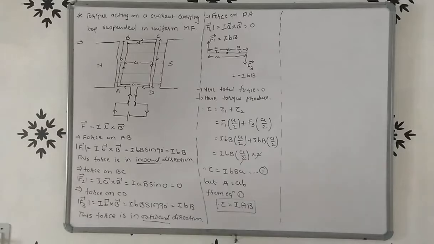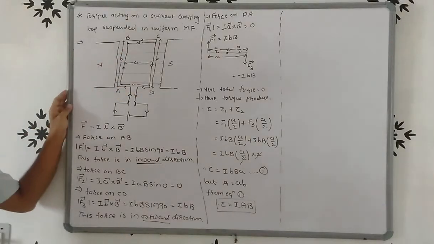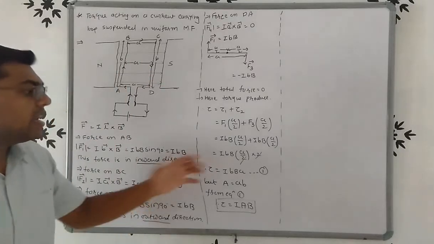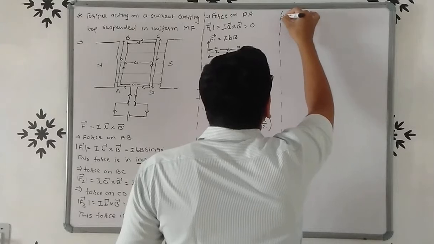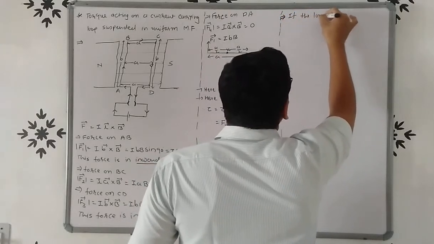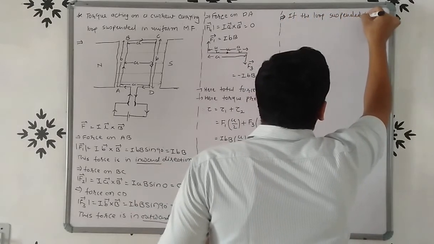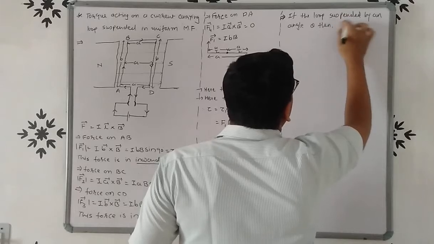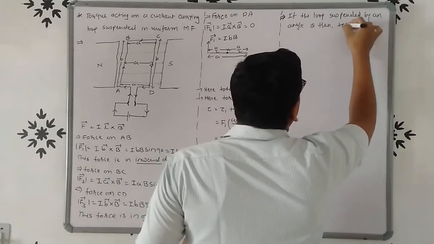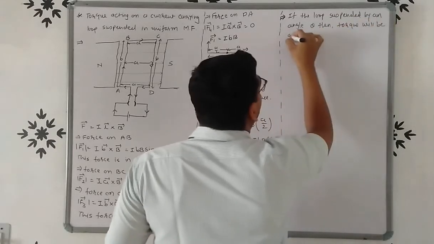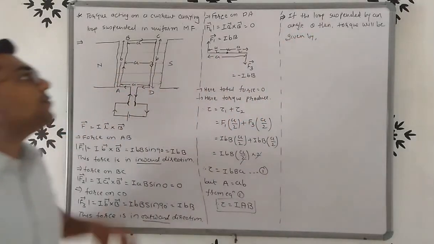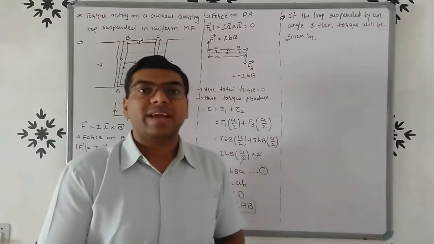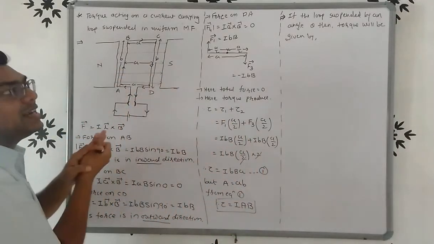Now suppose this current carrying loop is suspended by an angle theta with the magnetic field, then how much torque will be there? So if this loop is suspended by an angle theta in the direction of the uniform magnetic field, then how much torque?